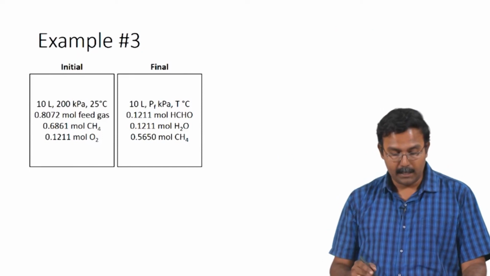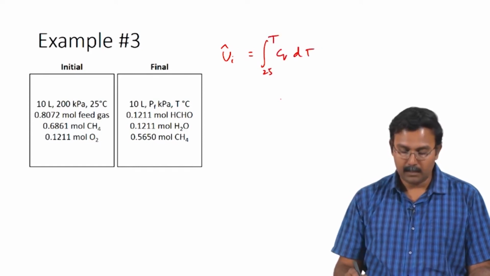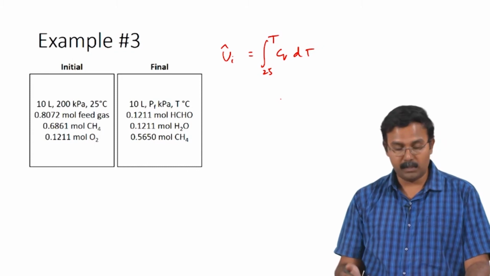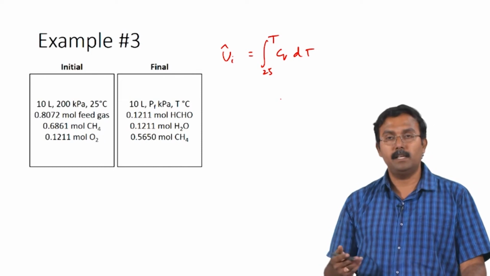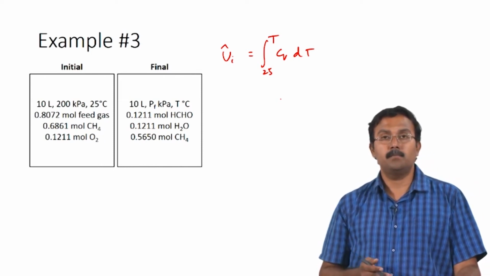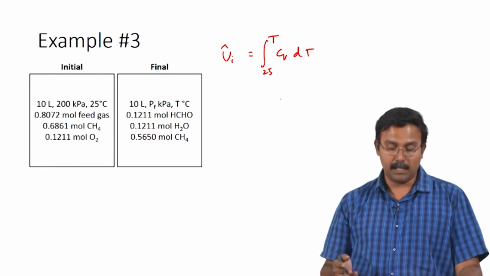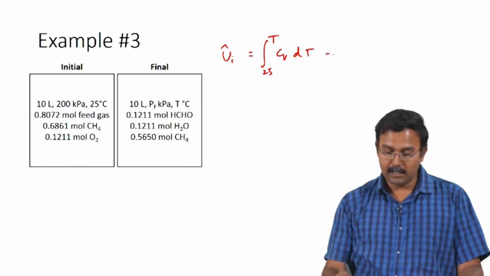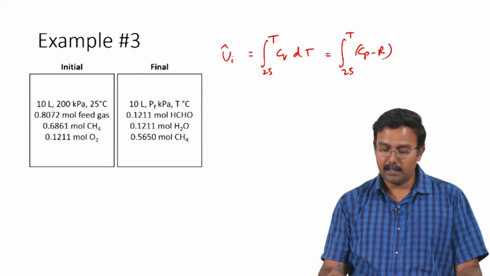So, we know that U cap would be equal to integral 25 to T CV dT. So, we have always been using CP. So, we will use CV here. If it is a solid or a liquid, CP will be roughly equal to CV. However, here everything is a gas. For a gaseous system, you would have CP equals CV plus R. So, you will calculate CV as integral 25 to T of CP minus R dT.